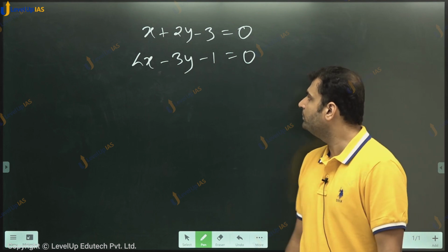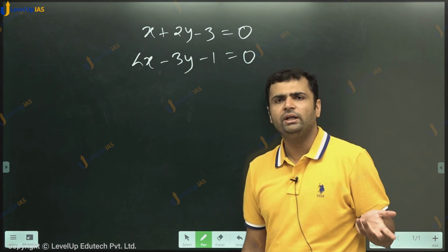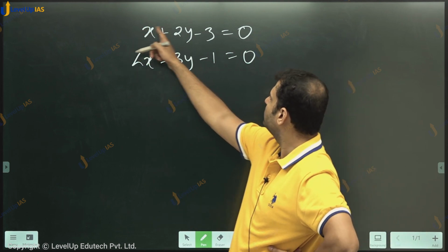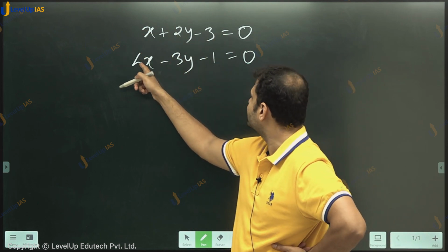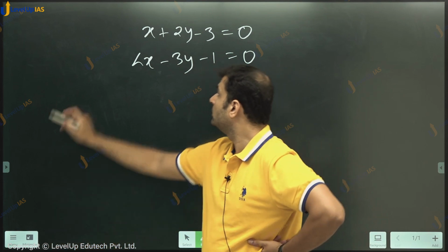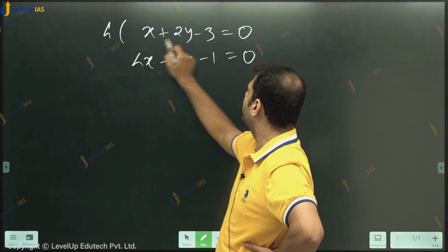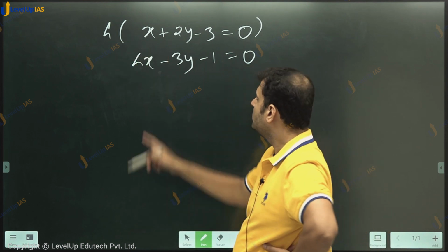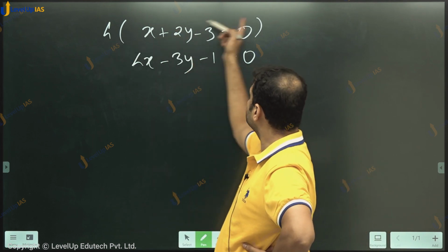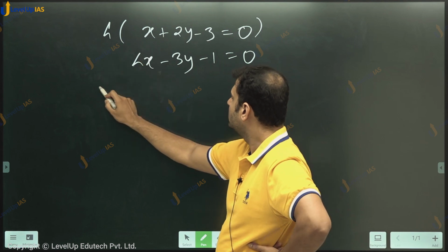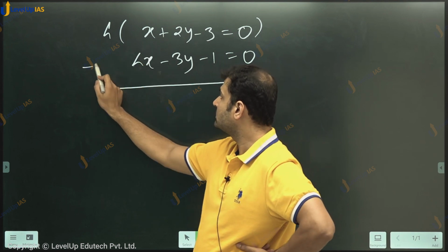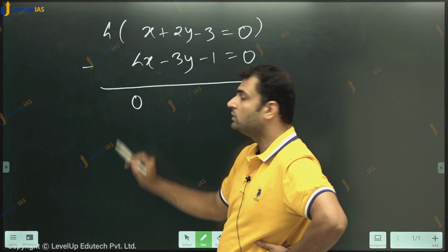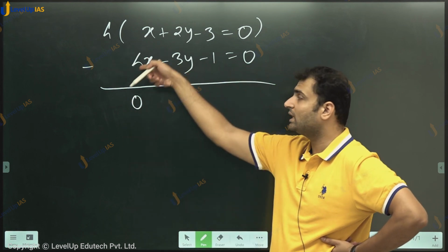So what do I do? For example, here I can do either of 2 things. I multiply the first equation by 4 and then subtract the second equation from the first equation. If I multiply 4 into this entire equation, so 4x, and I am subtracting, 4x minus 4x you will get 0, right? The x term will cancel.